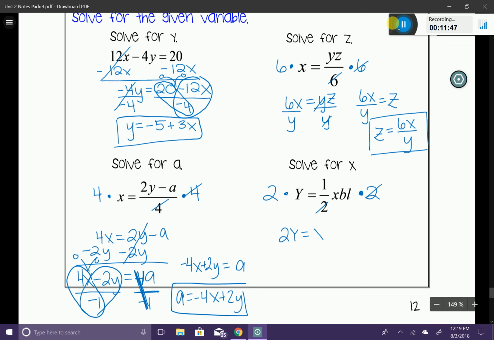So I have 1xbl. And to solve for my x, I'm going to divide both sides of the equation by bl. That's going to leave me with 2y over bl equals x. And there you have it. So x is equal to 2y over bl. And I'm done.